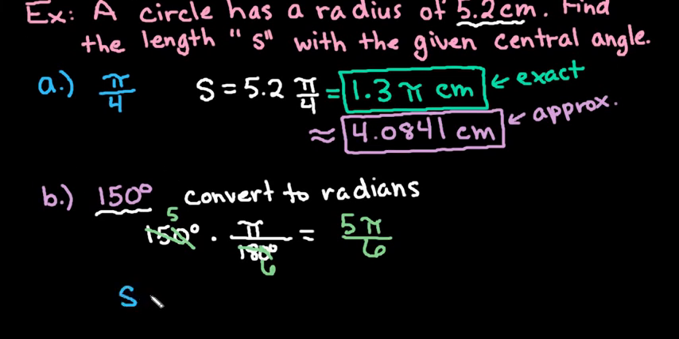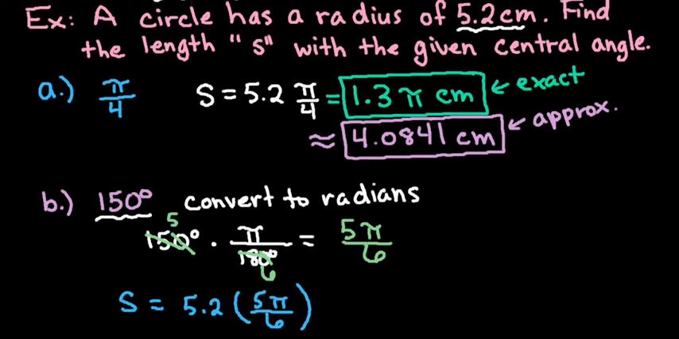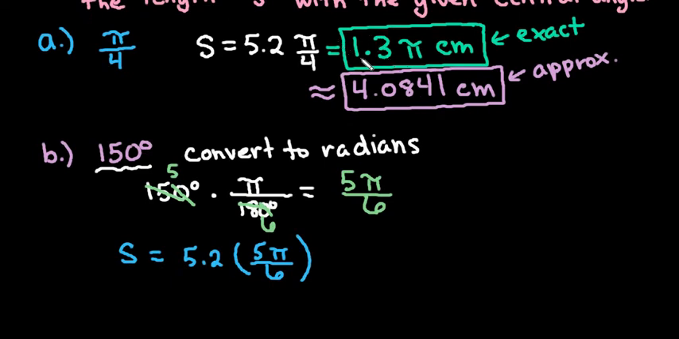So we can say that S is equal to 5.2 times 5 pi over 6. Now with this one, because I'm dividing by 6 and it doesn't go into these nicely, if you're looking for an exact answer, it's better to put this as a fraction rather than as a decimal, because it's not a nice concise decimal. The last one was a nice concise decimal where it ended at 1.3. So for this one, I would convert this to a fraction.